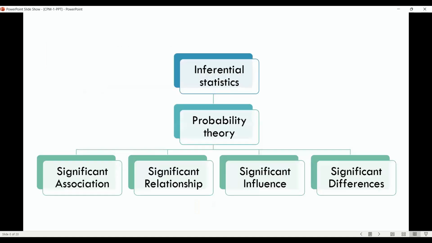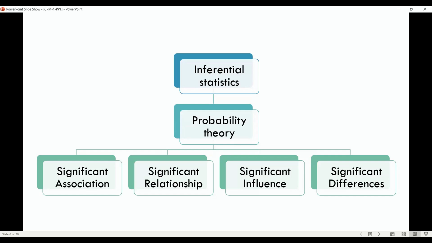Then comes inferential statistics. So next is inferential statistics. I told you, right? If there are more than two variables involved in the study, at that point of time, we go for inferential statistics. When we speak about inferential statistics, it only deals with these four things when there are two or more variables.